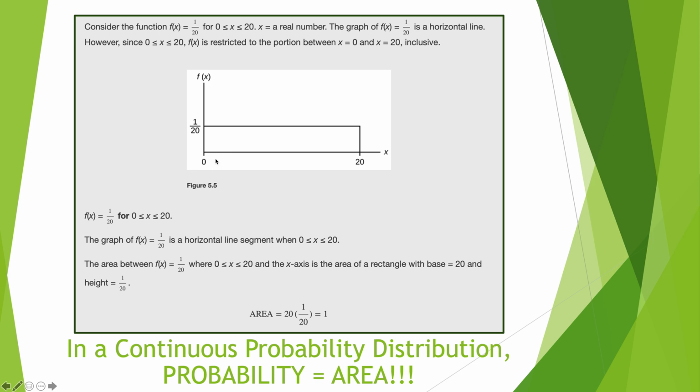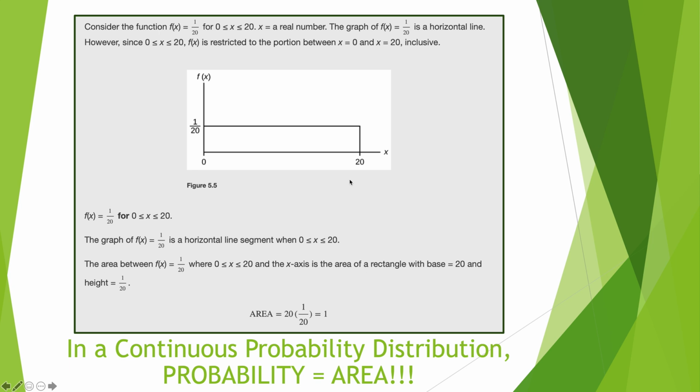Now, how many scores are there here? There's 0 to 20, so there's 20 total scores. And because each one has the same probability, each probability has to be 1/20th. So what I want you to notice here is that this probability, 1/20th, goes here. And the reason it's 1/20th is because you go from 0 to 20.